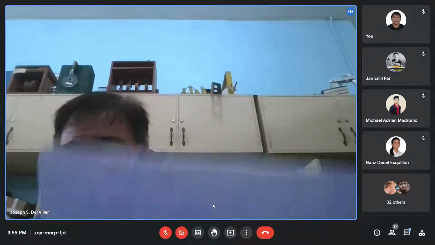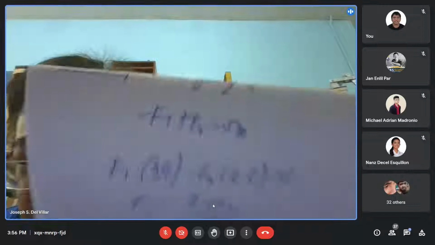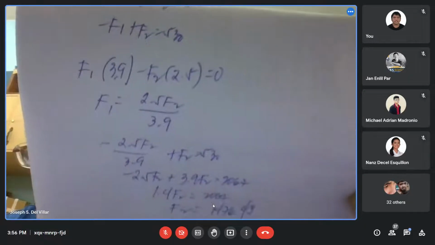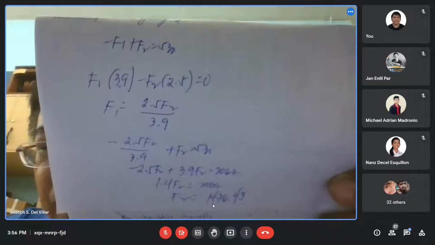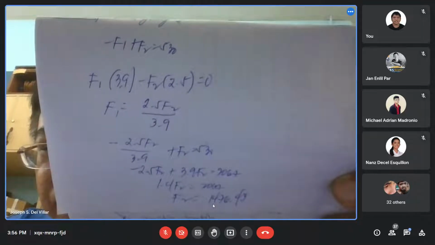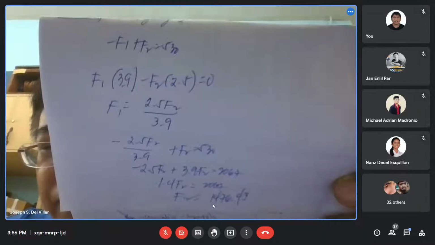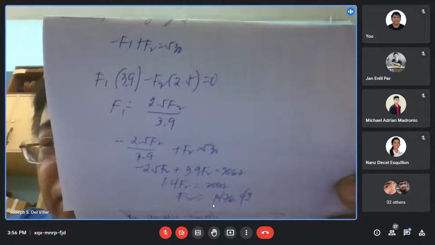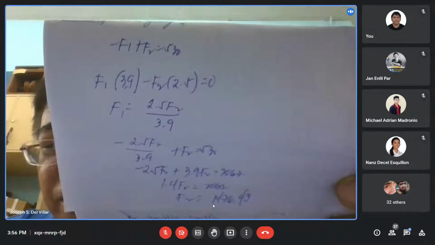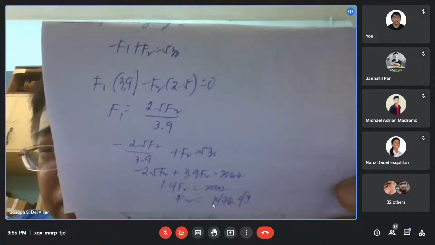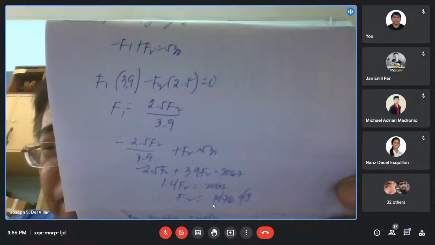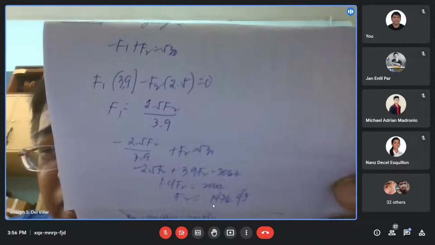Okay, can you see this? Papakita ko. Dapat at least ganito yung ginawa nyo. Okay? Di ba meron tayong negative F1 plus F2 equals 530, di ba? Yun yung summation galing sa summation of vertical.